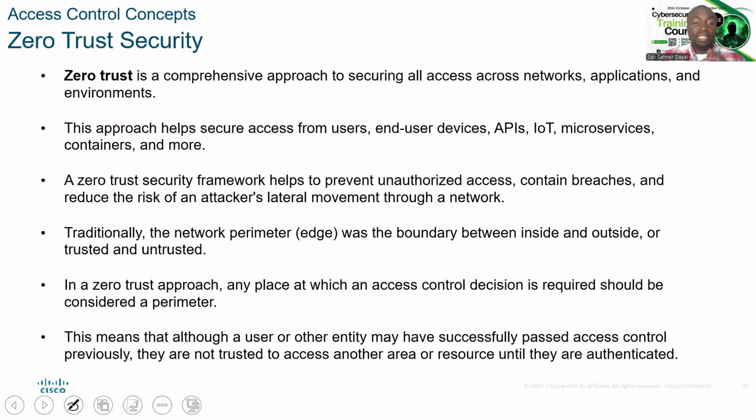A zero trust security framework helps to prevent unauthorized access, contain breaches, and reduce the risk of attacks and internal movement throughout the network. Traditionally, the network perimeter, which is the edge, was the boundary between the trusted and untrusted network. So in a zero trust approach, any place at which an access control decision is required should be considered a perimeter. This means that although a user or other entity may have successfully passed access control previously, they are not trusted to have access to other areas or resources until they are authenticated.